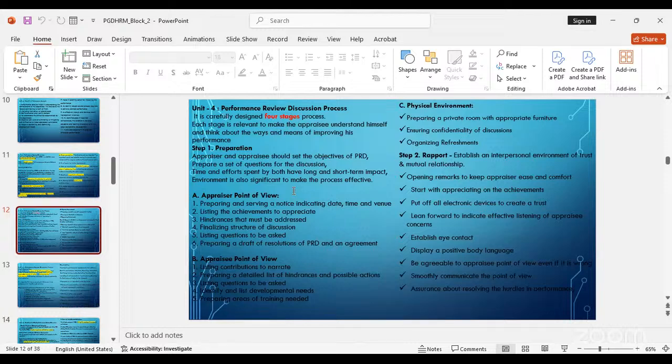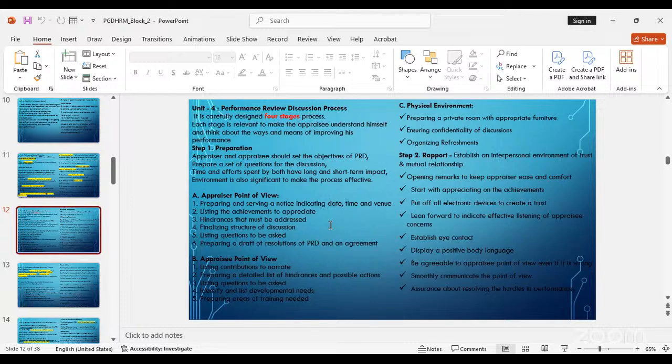There should be proper preparation for these discussions to take place. The right place has to be chosen, and the right environment should be created. The physical environment should be private and refreshing, and ensuring confidentiality is essential. Then, from the appraiser's point of view, they need to prepare and serve a notice indicating the date, time, and venue of the performance review discussion.